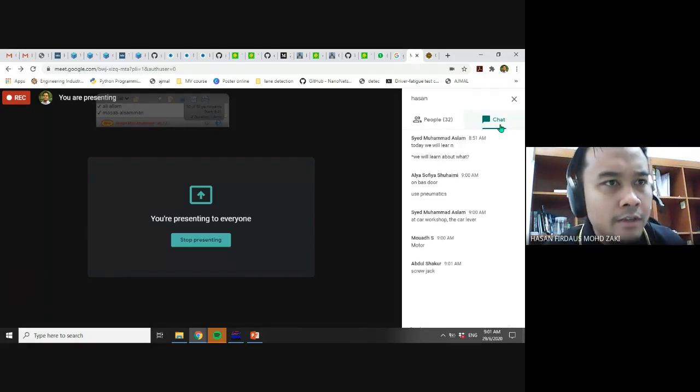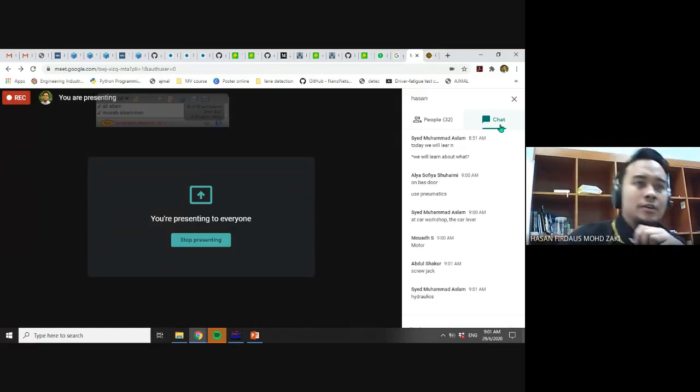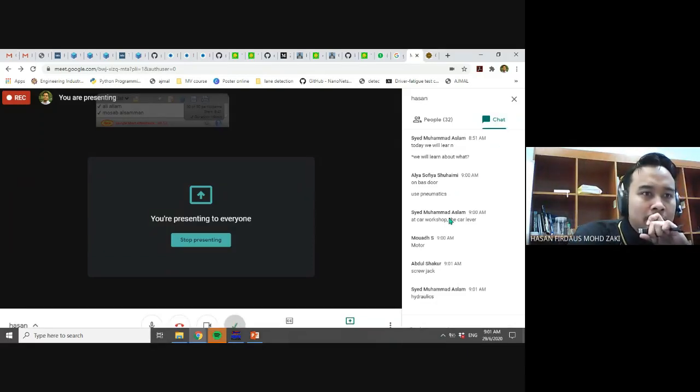Car workshop, the car lift. Does the car lift use pneumatics or hydraulics? I think we will use hydraulics to uplift the car. Screw jack. Okay, let's see.